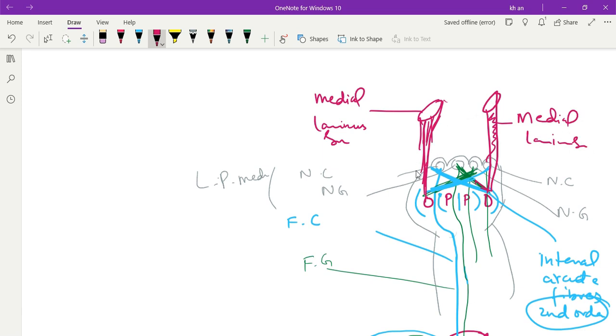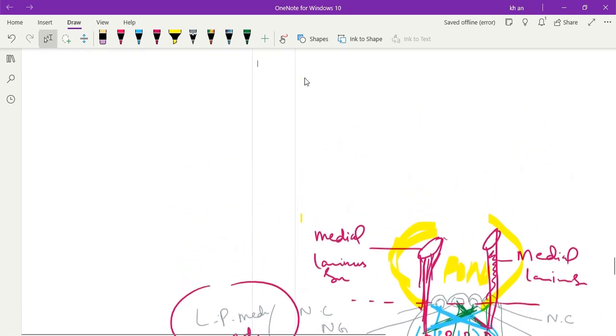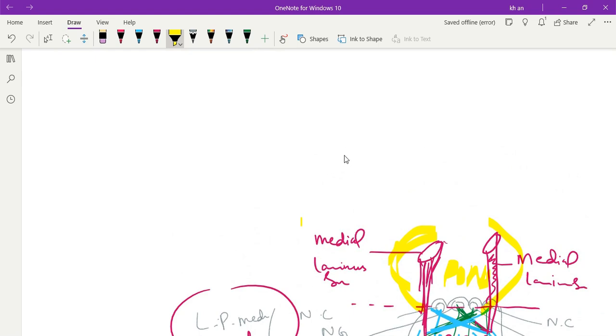Now above this, this was the lower medulla, right? This portion is medulla, and from here the spinal cord starts. You know that this portion is called the pons. So in the pons they will go upward, and from the pons they will reach the midbrain.